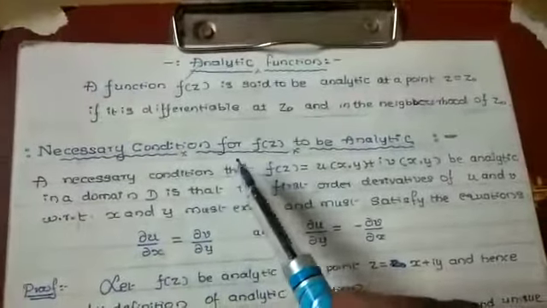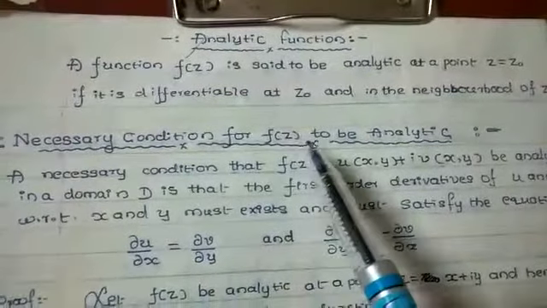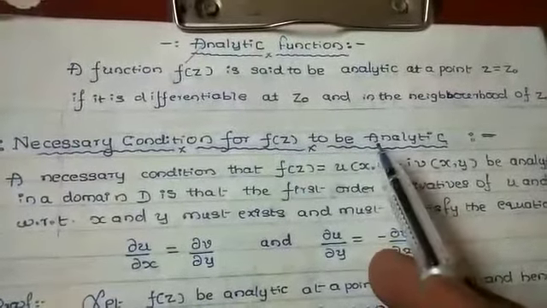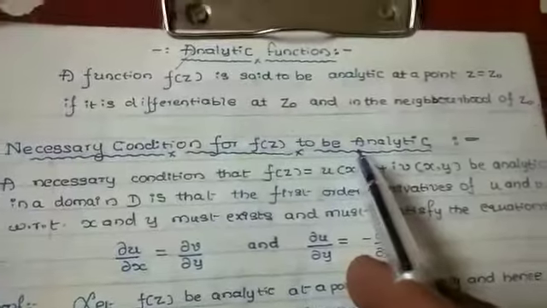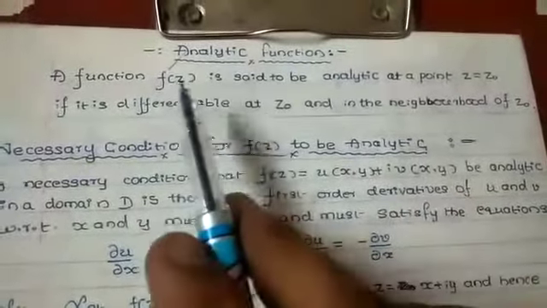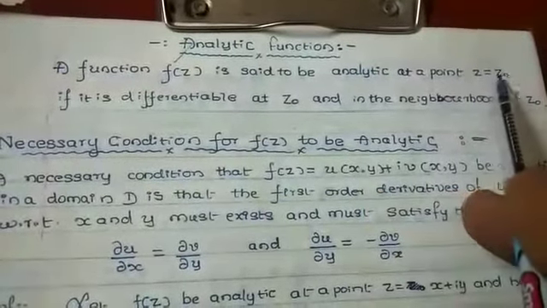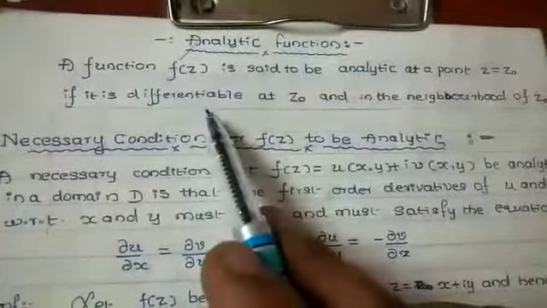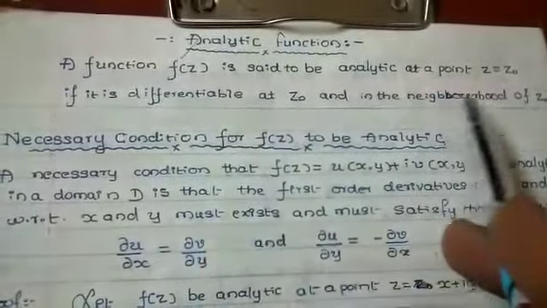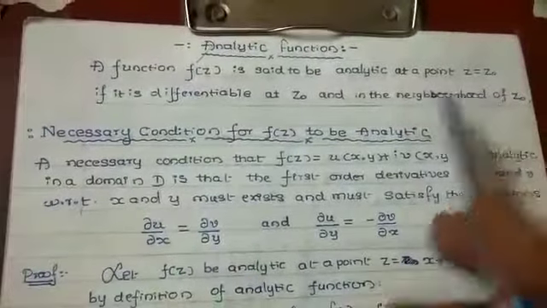So in complex analysis, the most important theorem is the necessary condition for the function f of z to be analytic. First we have to know what an analytic function is. A function f of z is said to be analytic at the given point z equals a, or z naught, if it is differentiable or derivable at that point, or in the neighborhood of that point.